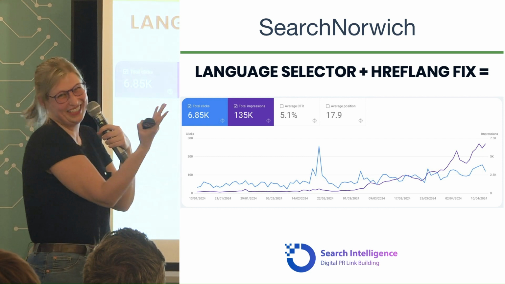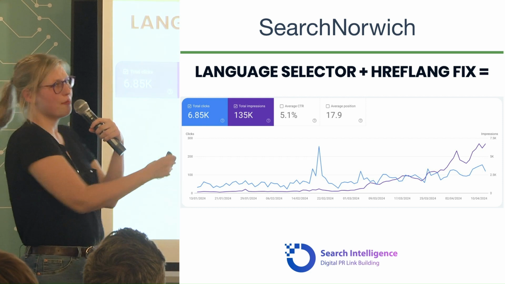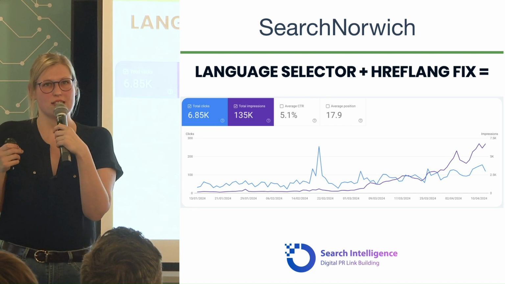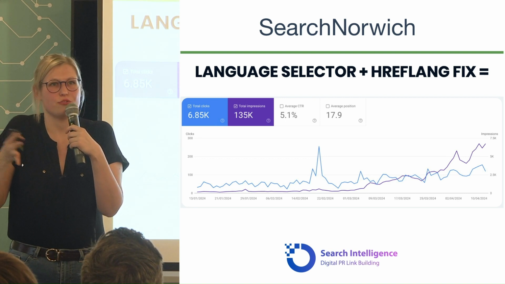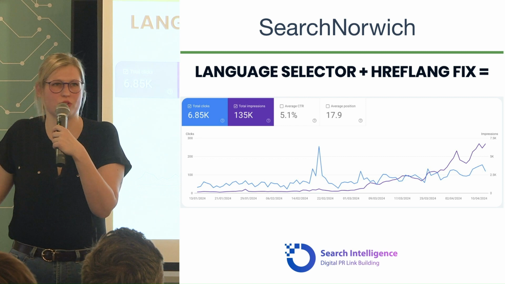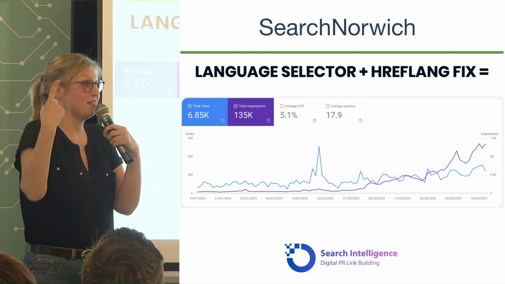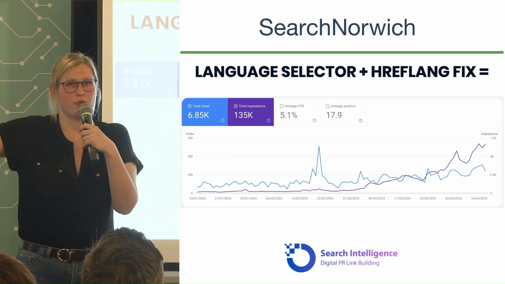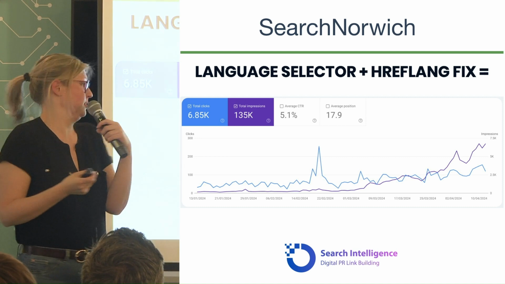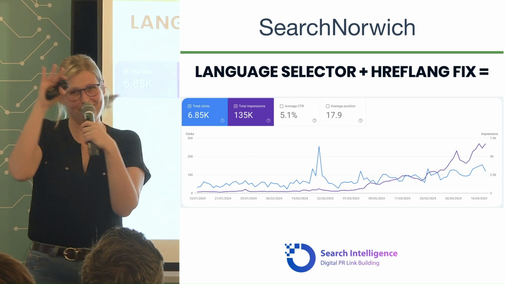But I have to say, I believe the language selector fix accounts for 80 to 90% of all this traffic, and hreflang is minuscule here. It was all about the internal linking between the versions of the sites that actually fixed it, so Google can crawl and understand the relationship between pages. So yeah. Every single day, we're getting better.